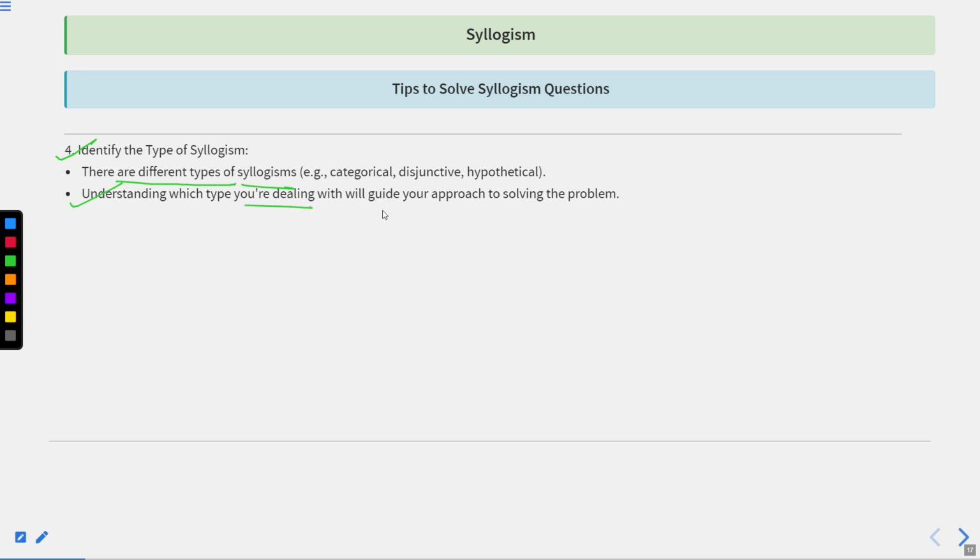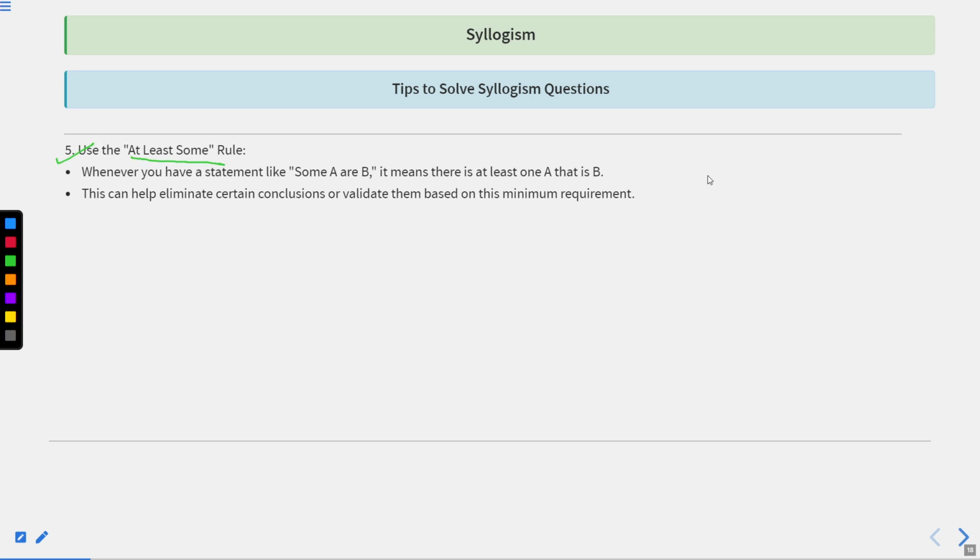Different dealing with will guide you in your approach to solving the problems that we have already told you a number of times. At least some rule. At least some means the minimum overlap, which I was talking about. Whenever there is the word some, as in some A or B, let's take three inferences here for your better understanding.